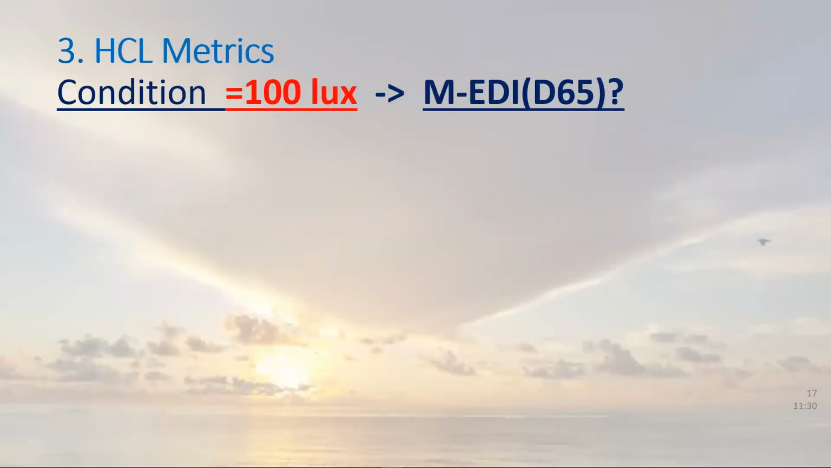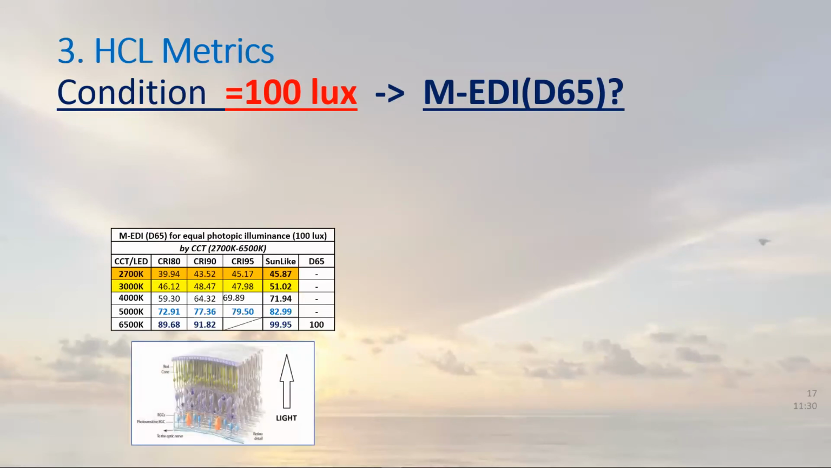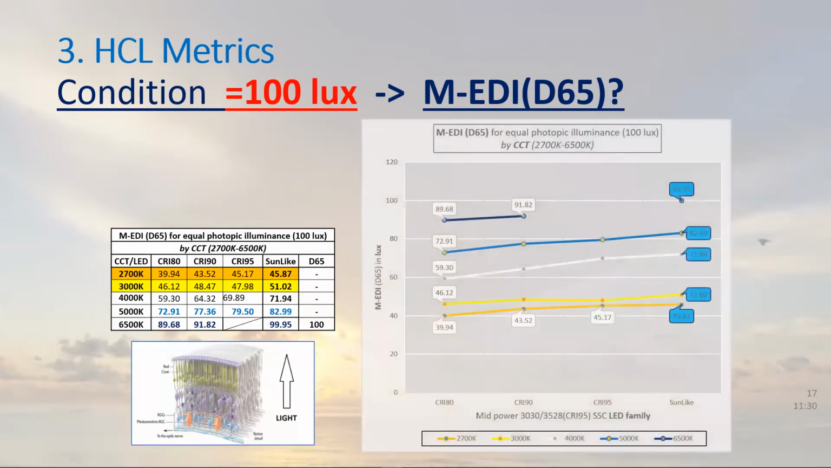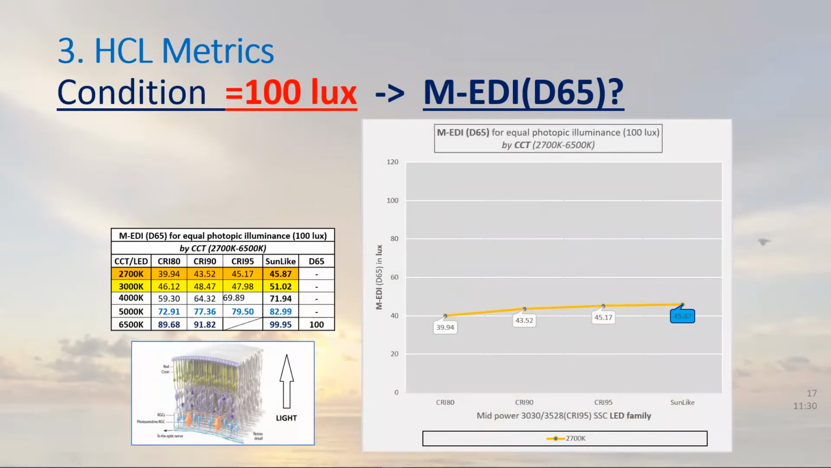So let's go into the details. In this equal photopic condition of 100 lux, let's calculate what is the melanopic contribution for the different light sources. And this is what we are working with. We are going to work with different CCTs in commercial LEDs and with different CRIs and D65, and we will see what happens. And if we plot, this is what we get. And again, let's go step by step.